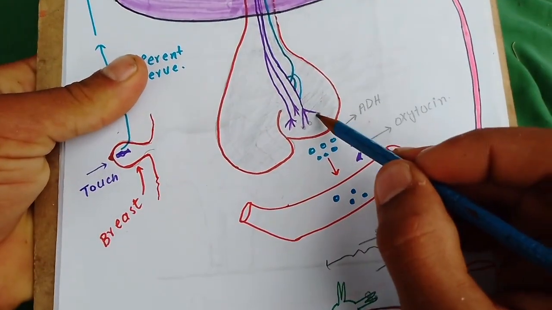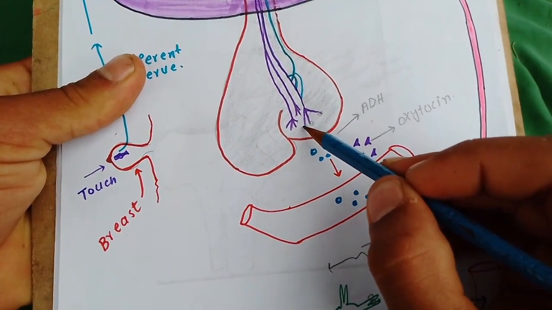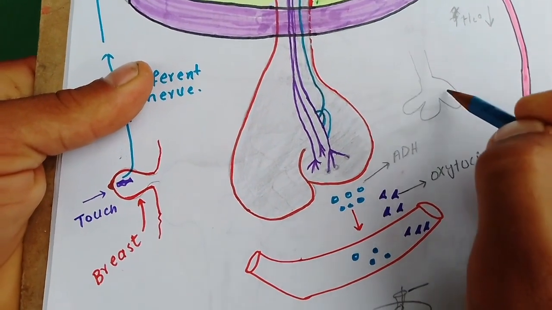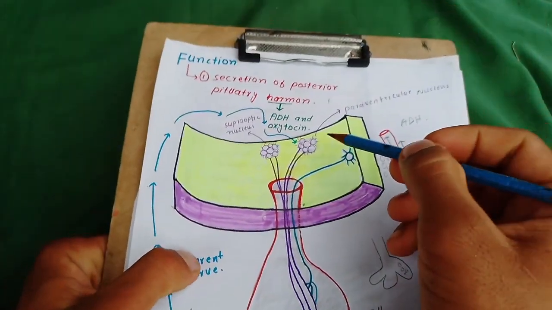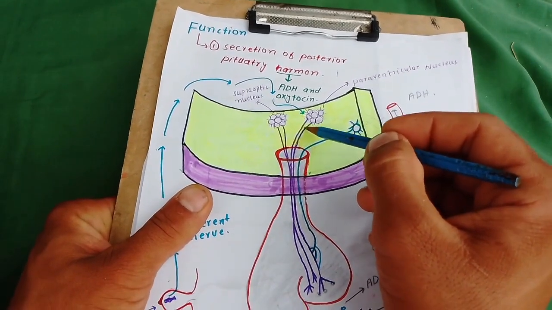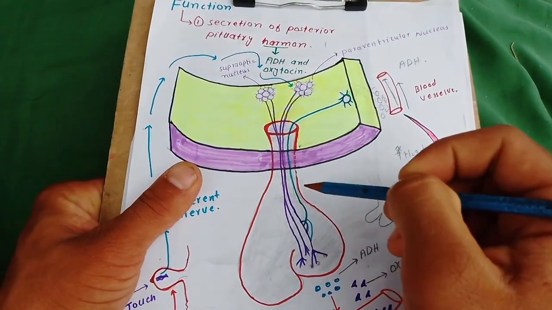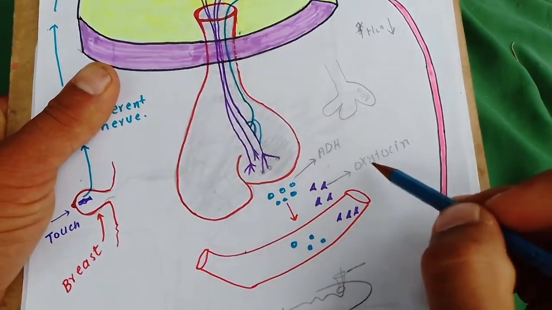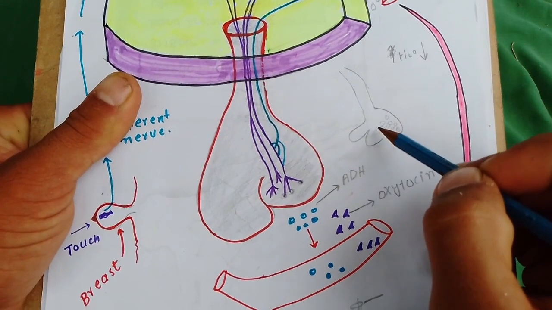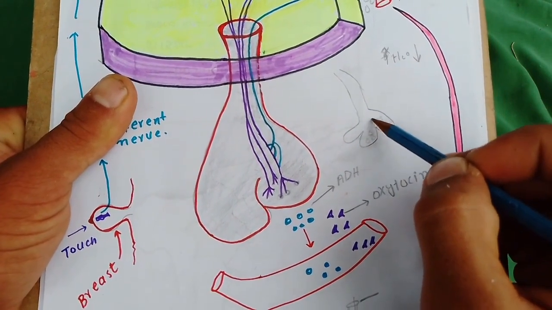This hormone is stored here. This is the synaptic knob. These hormones are stored. Hypothalamus produces these hormones, ADH and oxytocin, and they go through the axon, to the synaptic node. This is the synaptic terminal. This is the axon terminal. There the ADH and oxytocin are stored.